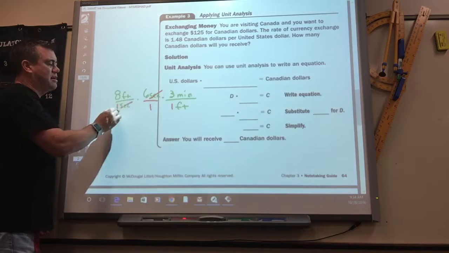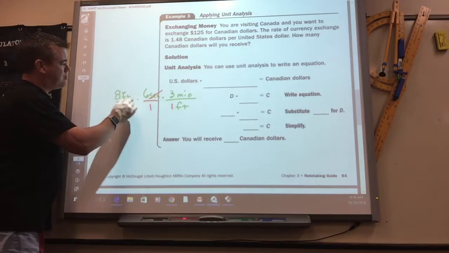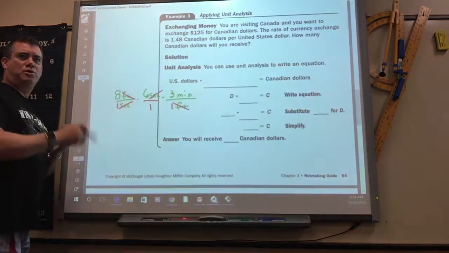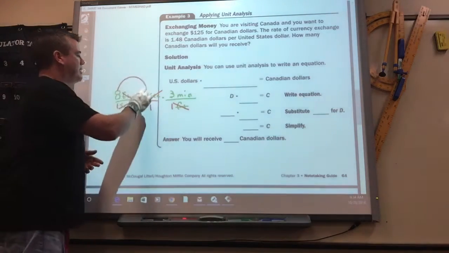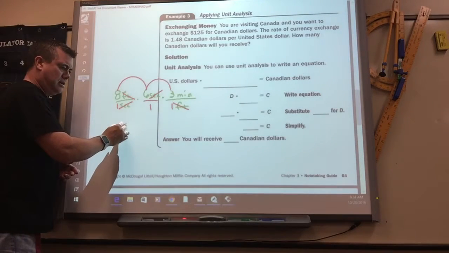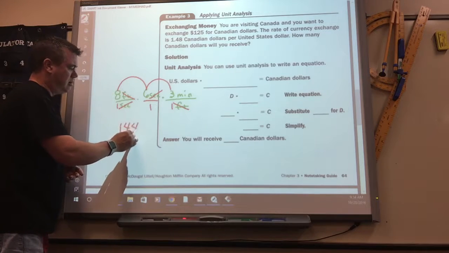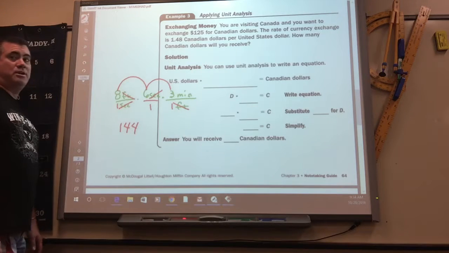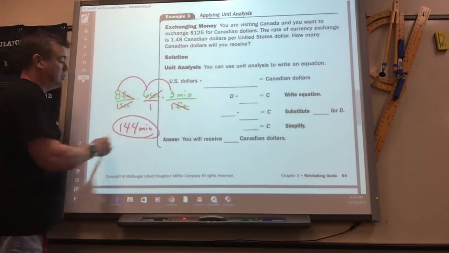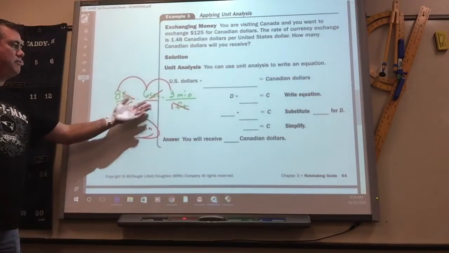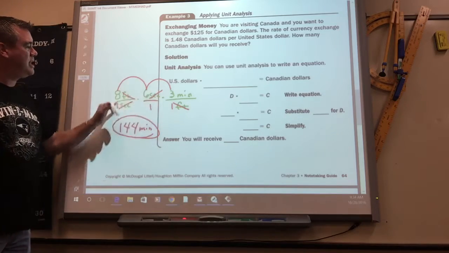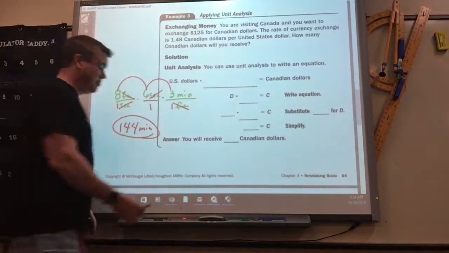You can cross cancel the labels. This second would cross off with that second. This foot would cross off with that foot. And then nothing else will cross cancel. No numbers, no labels. So then you just figure it out. 8 times 6 is 48. Times 3 is 144. And then the only label left is minutes. So whatever problem this would be, the answer would be 144 minutes. Okay? So you just need to remember you can cross cancel labels as well as numbers.